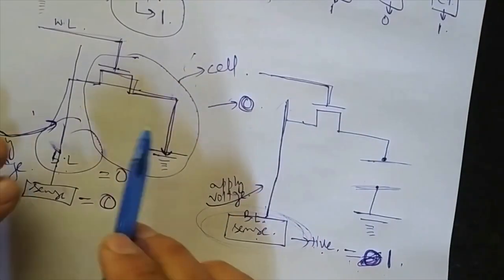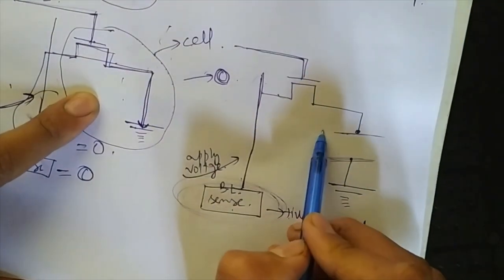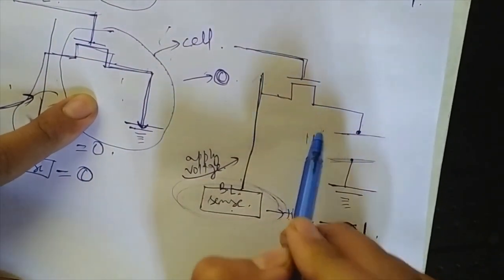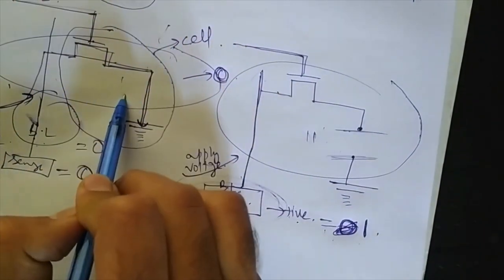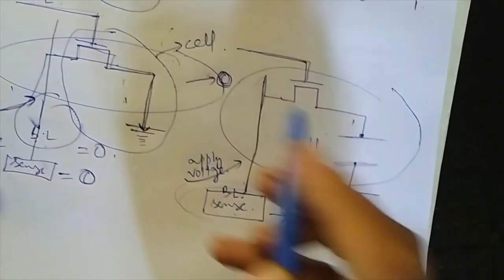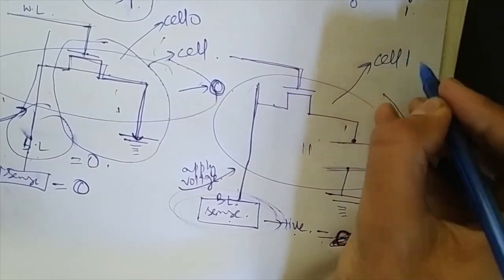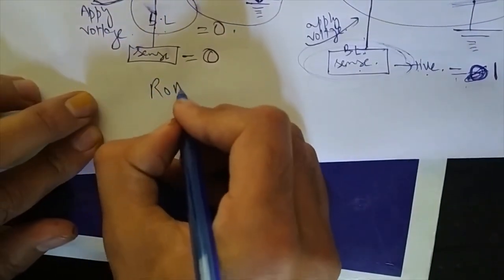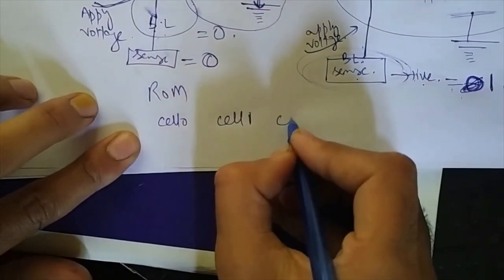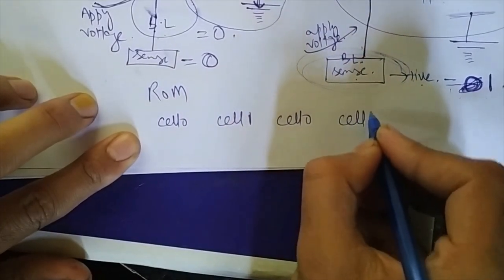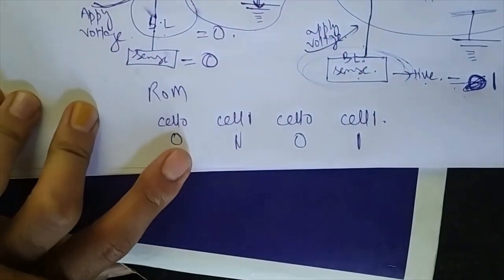So we have two different types of cells. A cell which always stores 0 and a cell which always stores 1. This will never store 0 and this will never store 1. So this will be our cell 0 and this will be our cell 1. So our ROM will have 4 cells: cell 0, cell 1, cell 0 and cell 1. So this will store 0, this will store 1, this will store 0, this will store 1.